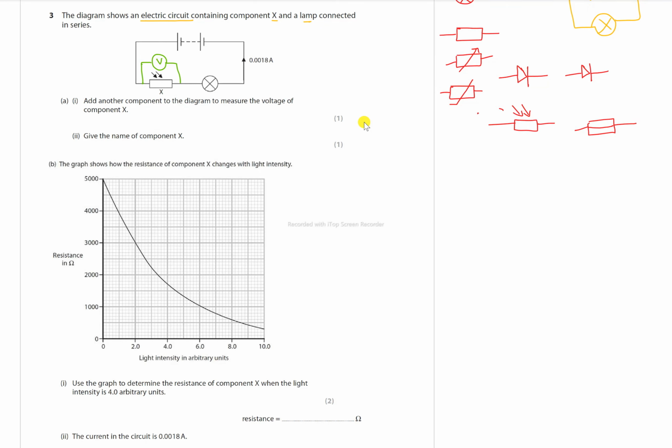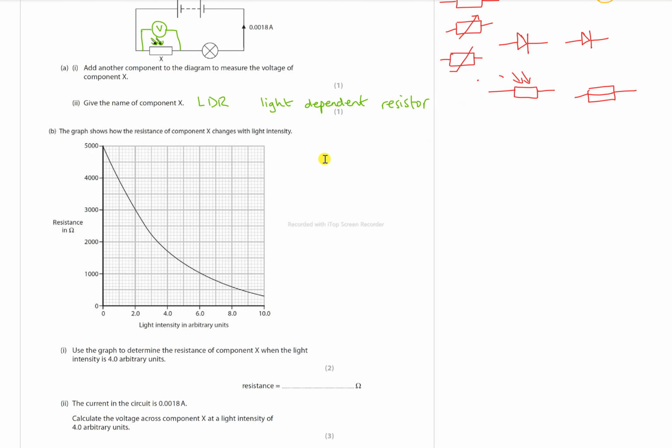Give the name of component. So have you noticed the arrows are coming in? So it depends on light. So it's a light dependent resistor. Okay. That's cool. Let's look at the next one.